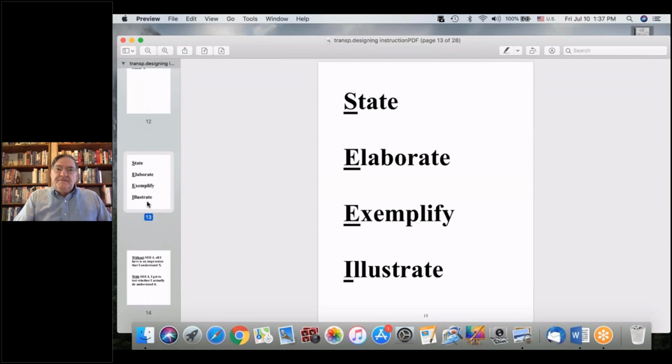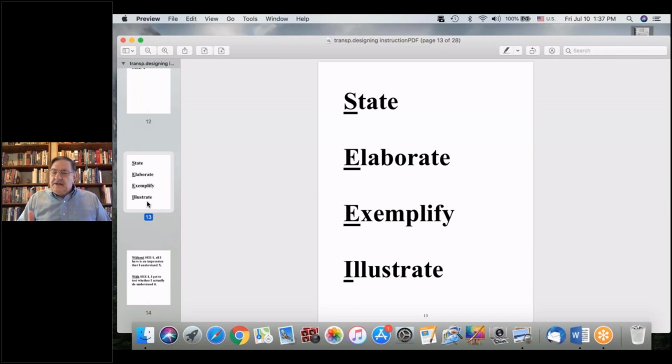Here it is. It's called SEEI. Let me briefly say: state, elaborate, exemplify, and illustrate. What does that mean? When I state something, remember, this is a way of clarifying. When I state something, I say what it is in a single concise sentence, maybe two. Then I elaborate, and I can say, in other words, and now I spell it out, in a paragraph or two. In other words, I explain it at greater length.